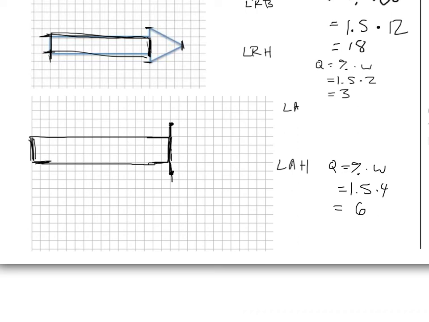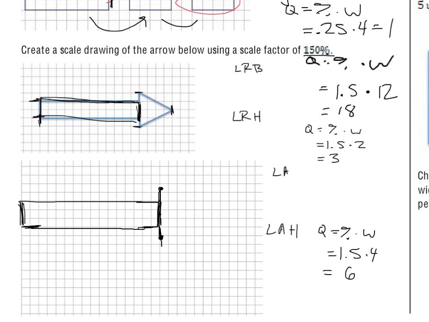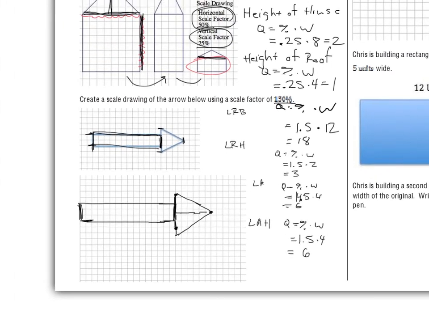And now I need to know where to connect it. So I need to know the length of this, and originally our length is 4. Q is equal to percent times whole. And we've actually already done this calculation. That's 1.5 times 4, which is 6. So my center line here, 1, 2, 3, 4, 5, 6. And we're able to draw our scale drawing. And so this is our arrow.